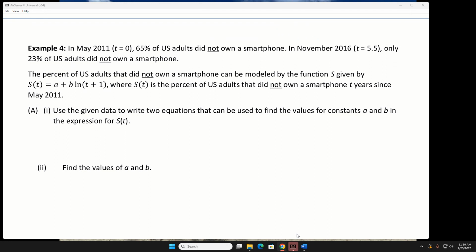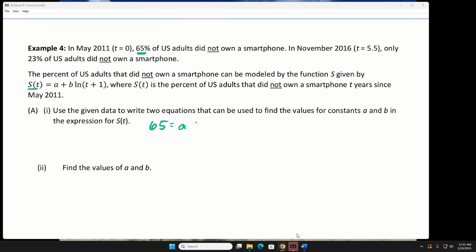And so the percent of adults that do not own a smartphone can be modeled by this function S, where S is the percent of adults in the U.S. that do not own a smartphone t years since May of 2011. And so this part A, part 1 question wants us to use the given data to write two equations that can be used to solve for those constants. And so the 65% is going to be the S of t.